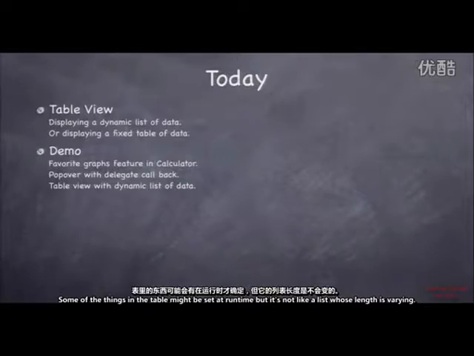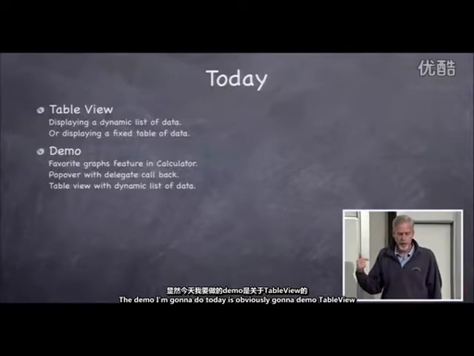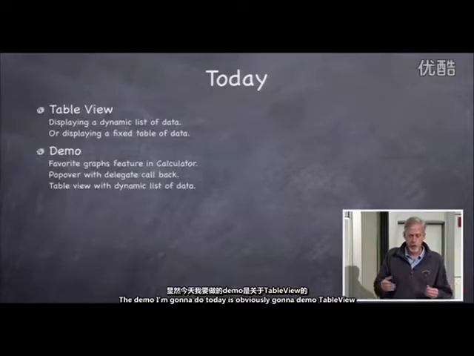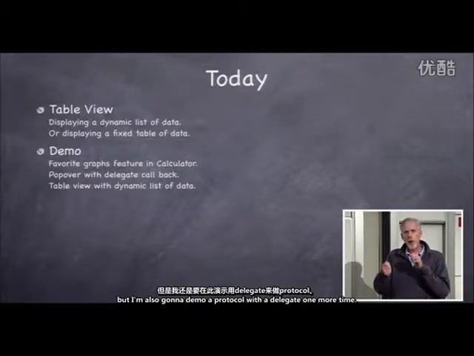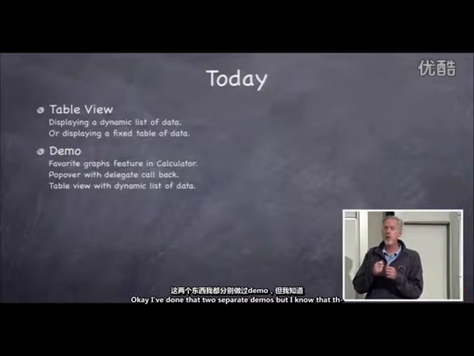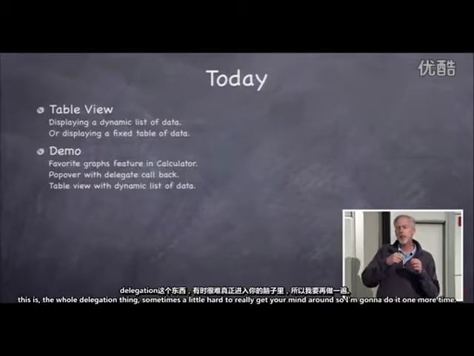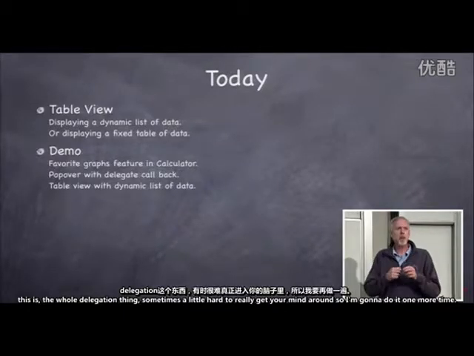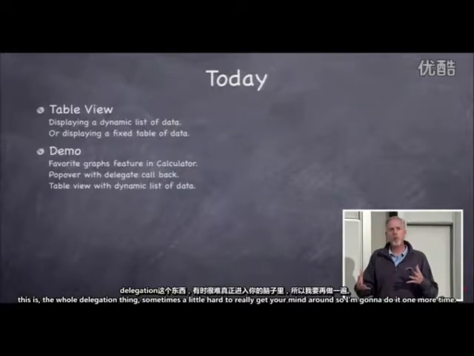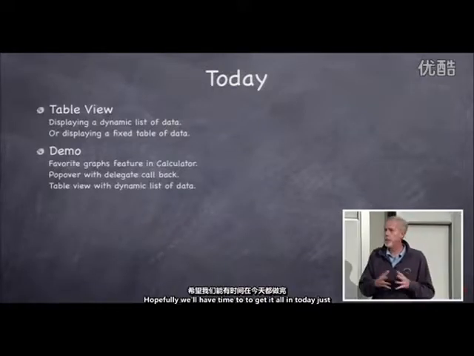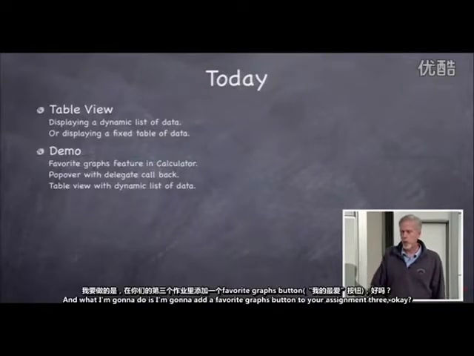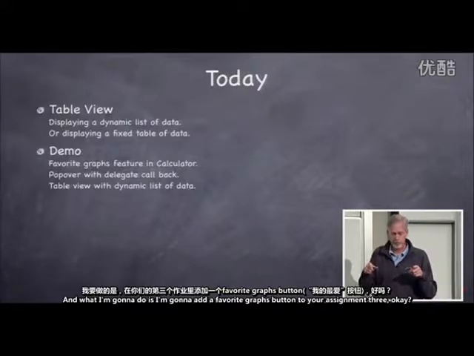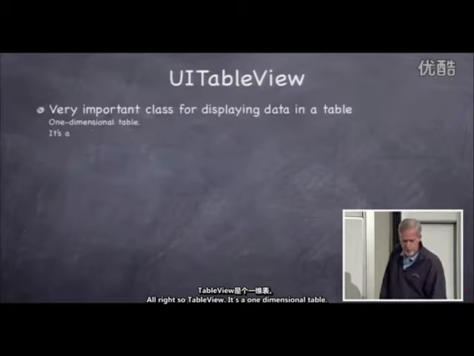Some of the things in the table might be set at runtime, but it's not like a list whose length is varying. The demo I'm going to do today is obviously going to demo table view, but I'm also going to demo a protocol with the delegate one more time. I've done that in 2 separate demos, but I know that this whole delegation thing is sometimes a little hard to really get your mind around, so I'm going to do it one more time. Hopefully we'll have time to get it all in today, just so you can see it happen again. And what I'm going to do is add a favorite graphs button to your assignment 3. Okay. All right, so table view.